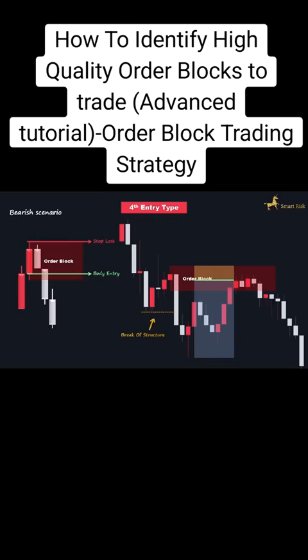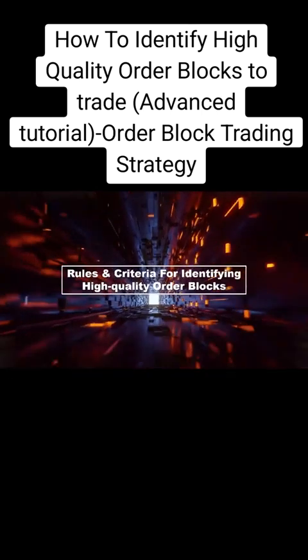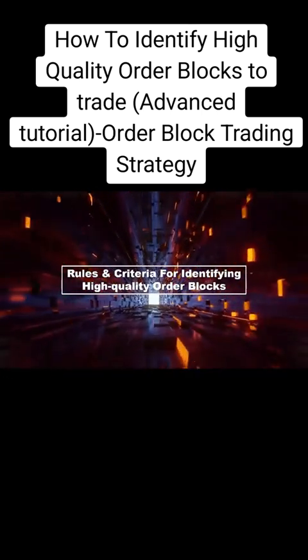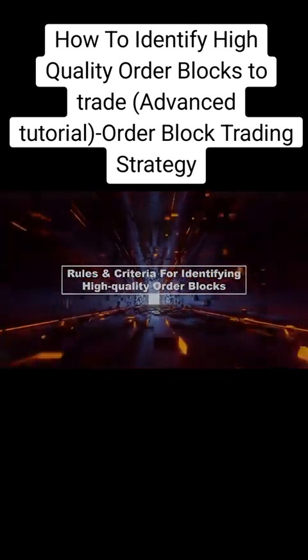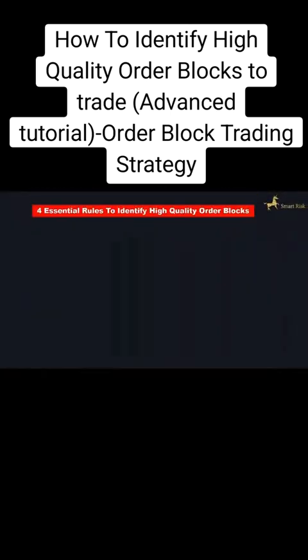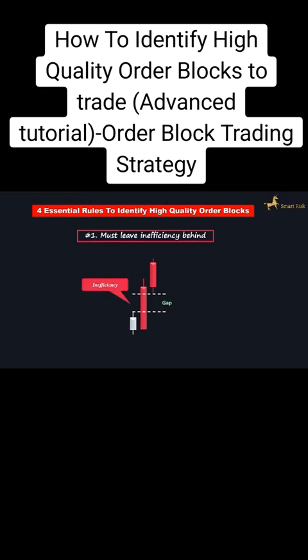It's important to be aware of the increased risk associated with this entry type and carefully consider its suitability within your trading strategy. Let's delve into the rules and criteria for identifying high-quality order blocks in the market. There are 4 essential rules that we must follow in order to identify order blocks with a high probability of success. Rule number 1 states that a high-quality order block must leave a significant inefficiency behind.